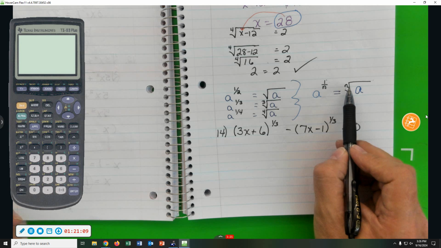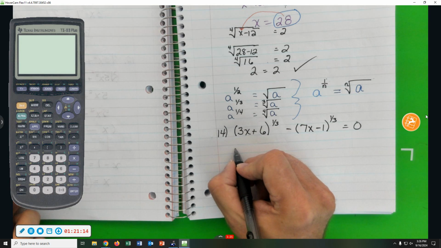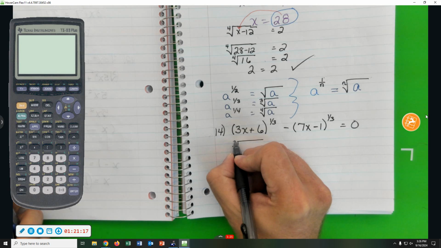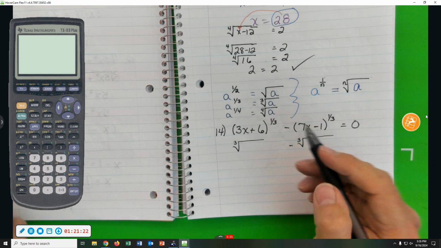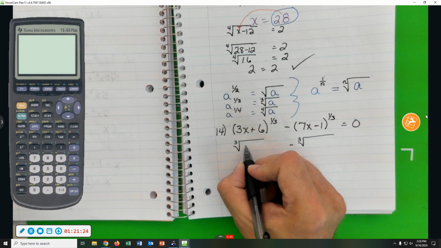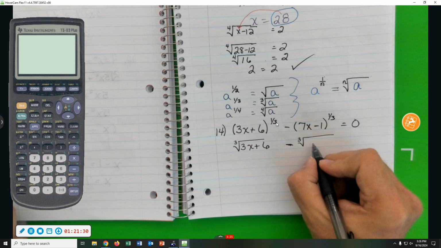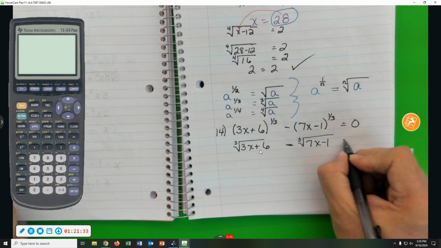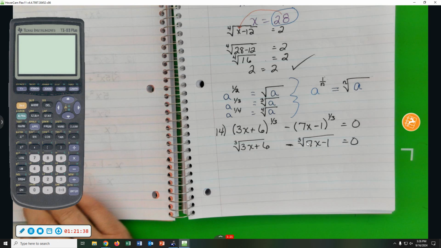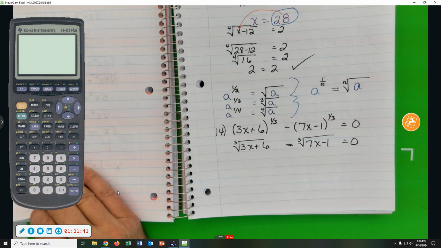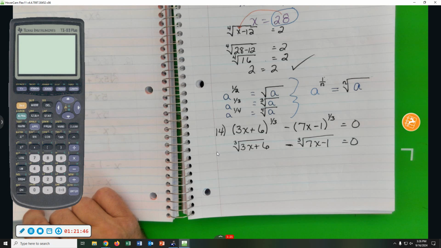I think the first thing you should do is rewrite that problem using radicals, so it looks like what we've been doing before now. I claim this problem is actually very much like number 12. So that 3x plus 6 to the 1/3 is the same thing as the cube root of 3x plus 6. That 7x minus 1 to the 1/3 is a cube root of 7x minus 1. And when you look at it with the radicals, there's only one correct next step.